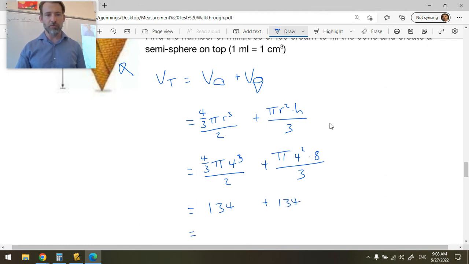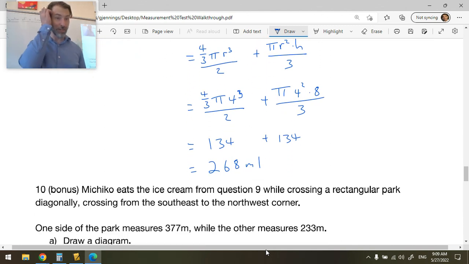And it works out to be very close to 268 milliliters of ice cream. 268 centimeters cubed is the same thing as 268 milliliters. So about a quarter of a liter of ice cream in one ice cream cone. So it gives you an idea of what you're eating if you're eating a reasonably sized ice cream cone. It's about a quarter liter.